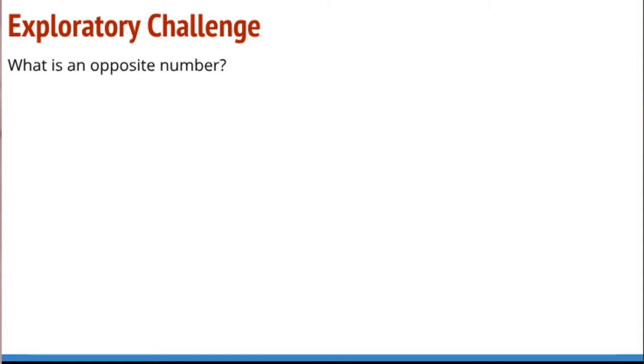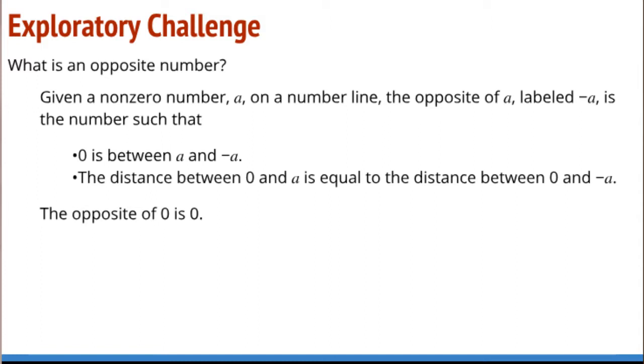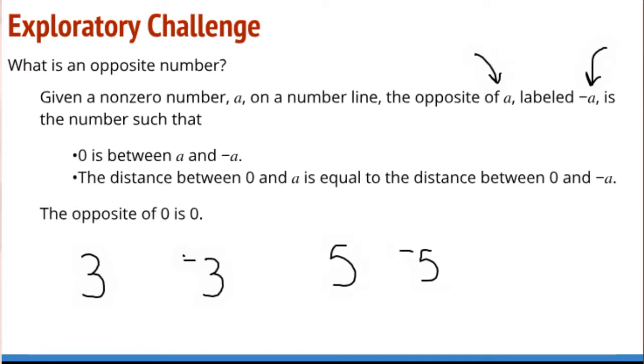So now thinking for a moment, what is an opposite number? Well, an opposite number is when we're given a number that isn't 0, a non-zero number, and we put it on a number line, the opposite of that number is the negative. So if I have a 3, the opposite of 3 is -3. If I have a 5, the opposite of 5 is -5.